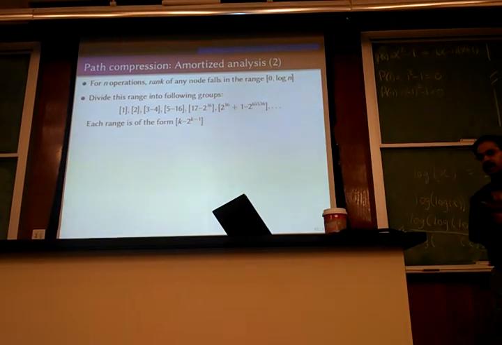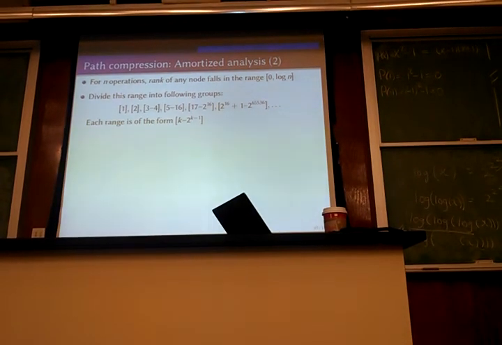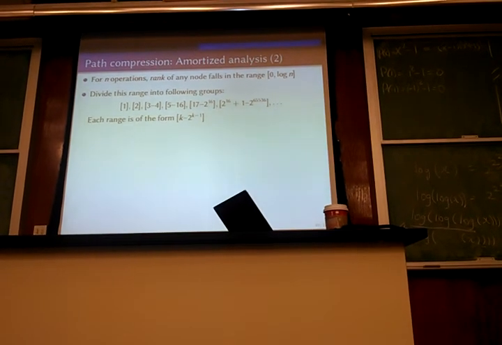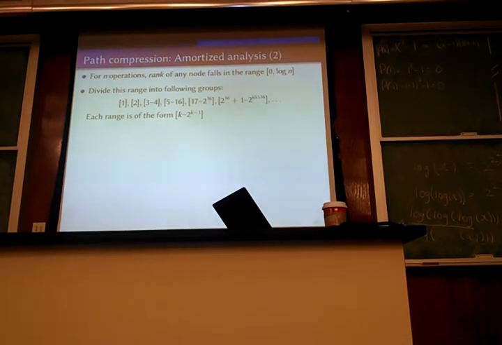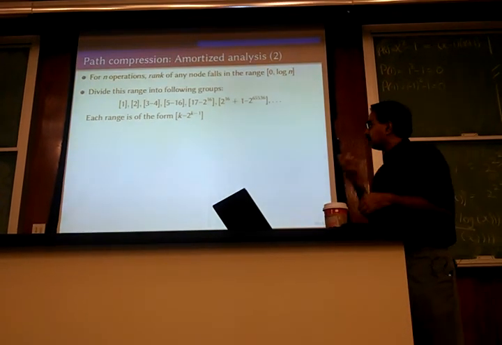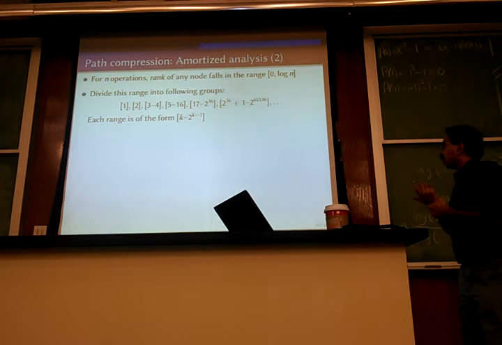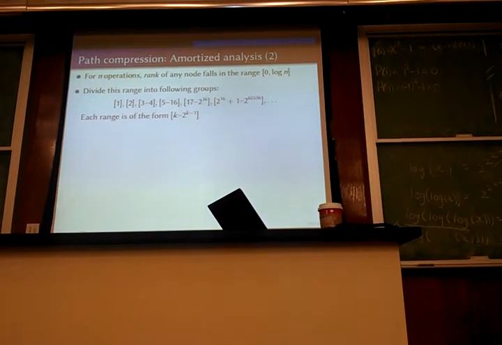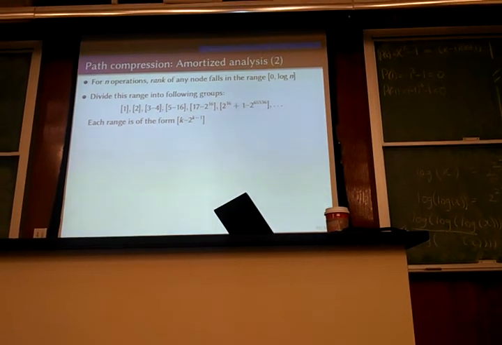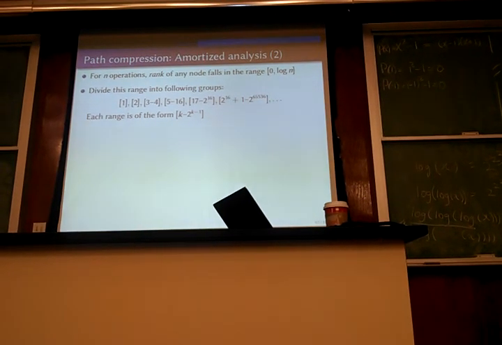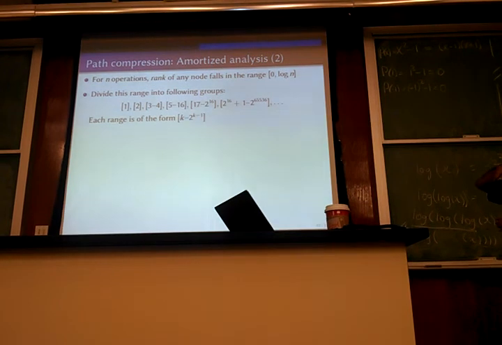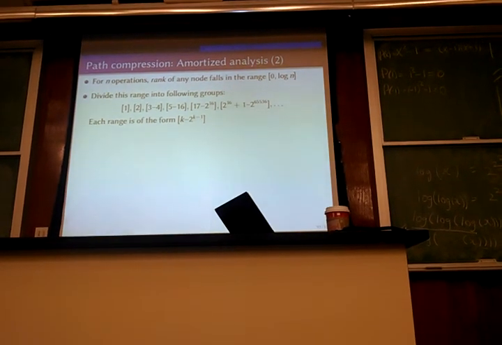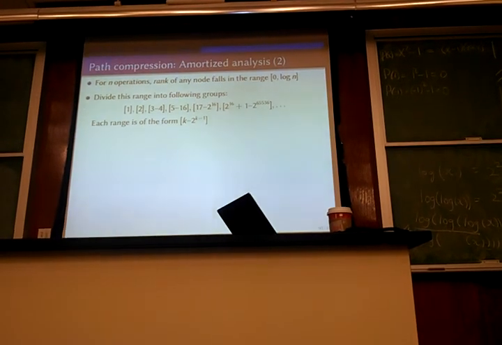So what we are going to do is divide up the rank into several ranges. Some of the starting ranges are very small. There's just one element in the first range, there's one element in the second range. So rank 1 is in one group, rank 2 is in another group, and rank 3 to 4 is in another group, rank 5 to 16 is in the fourth group, and 17 to 2 to the 16 is in another group, and so on.